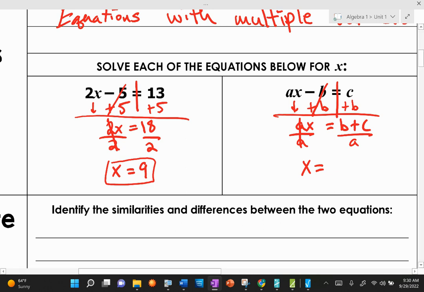And now, are there any combinations that we can do? Can we combine anything, condense it down, simplify? No, we can't put a, b, or c together. So we'll just leave it as b plus c over a. And that is our final answer.